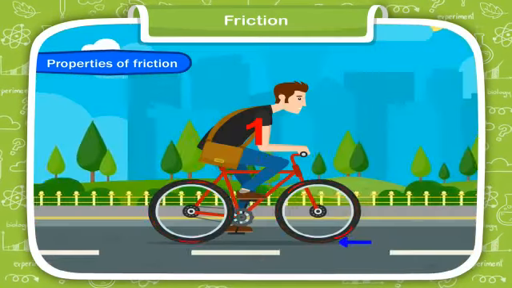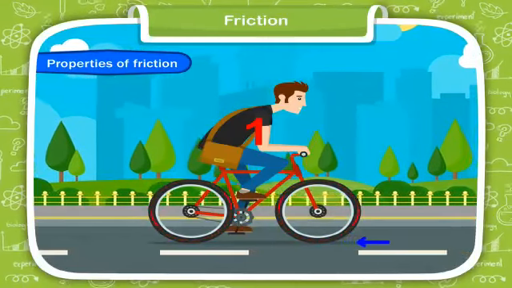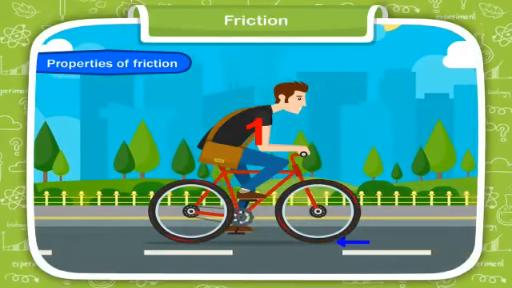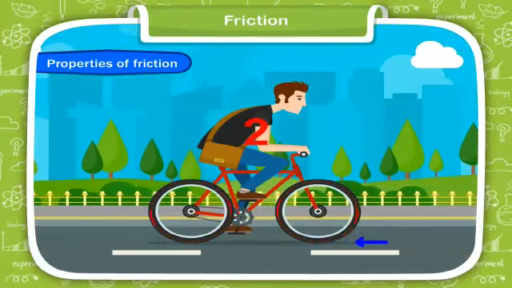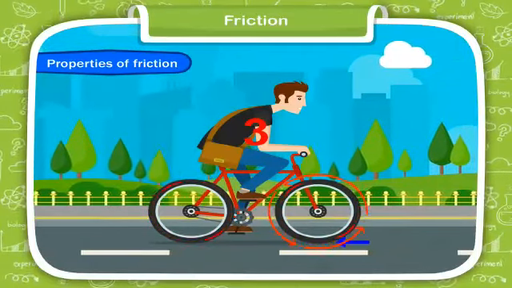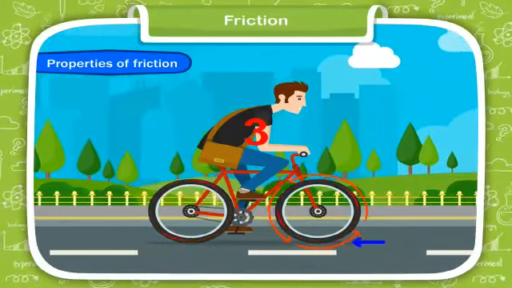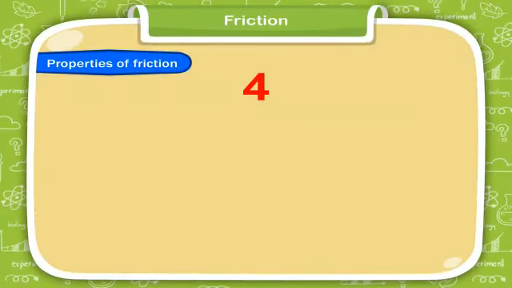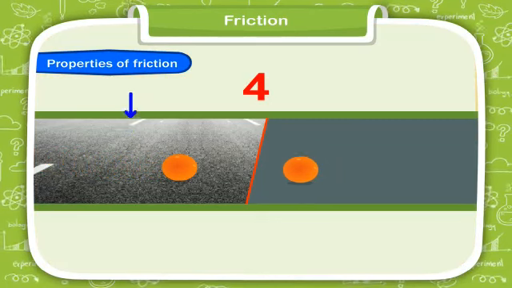1. The force of friction acts between two objects in contact with each other. 2. The force of friction opposes the motion of an object. 3. It acts in a direction opposite to the direction of the motion of an object. 4. A rough surface exerts more force of friction than a smooth surface.